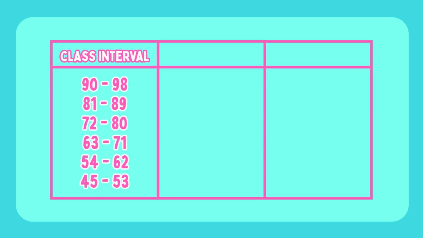And our second row is 54 to 62. Our third row is 63 to 71. Our fourth row is 72 to 80. Our fifth row is 81 to 89. And our last row is 90 to 98.